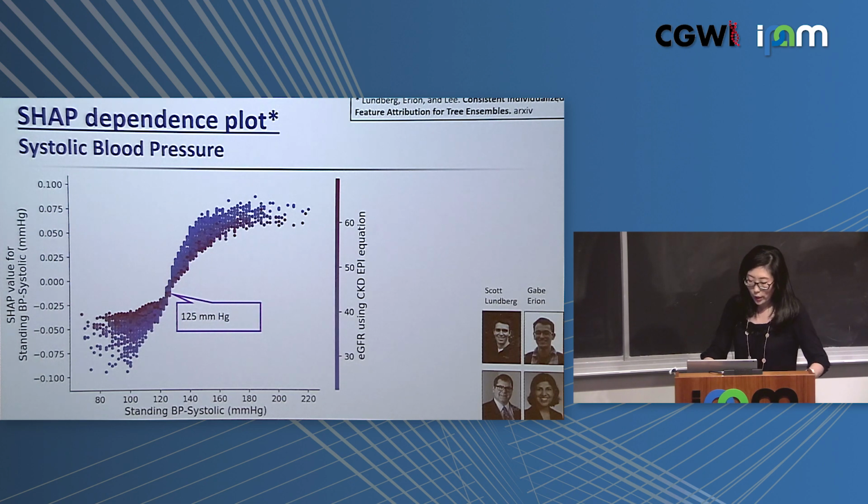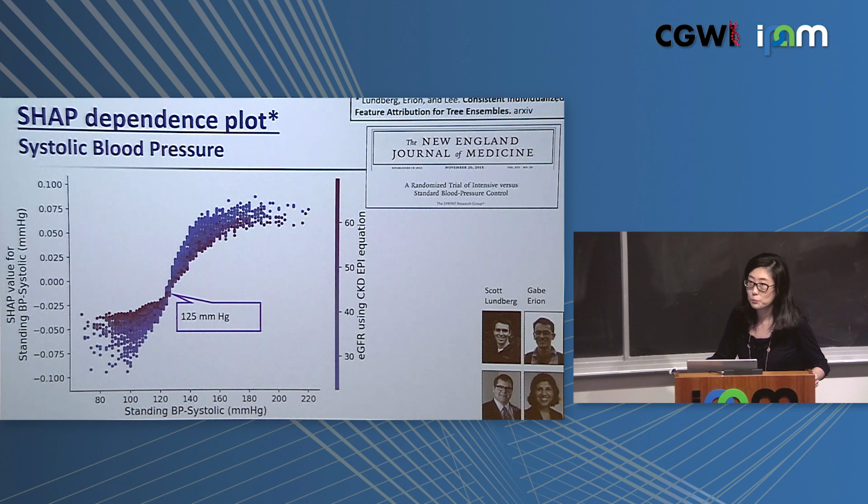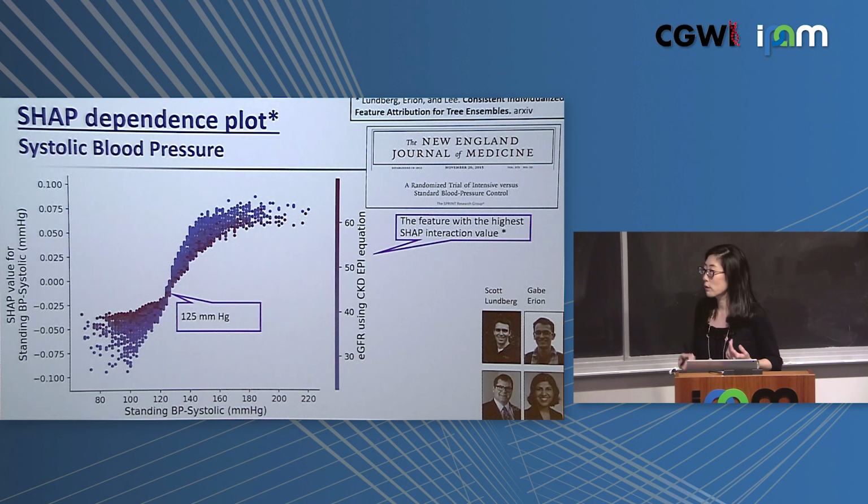Why is it interesting? Well, this is consistent with a study by the SPRINT research group, which showed that targeting a systolic blood pressure of less than 120, as compared to the standard 140, resulted in lower rates of cardiovascular events and deaths from any cause. We didn't use any of this information, but the SHAP plot picked the 125 inflection point. Could it be in your training set for some? Yeah, so right. But as I said, the standard care cutoff is 140. Doctors don't act based on this threshold.